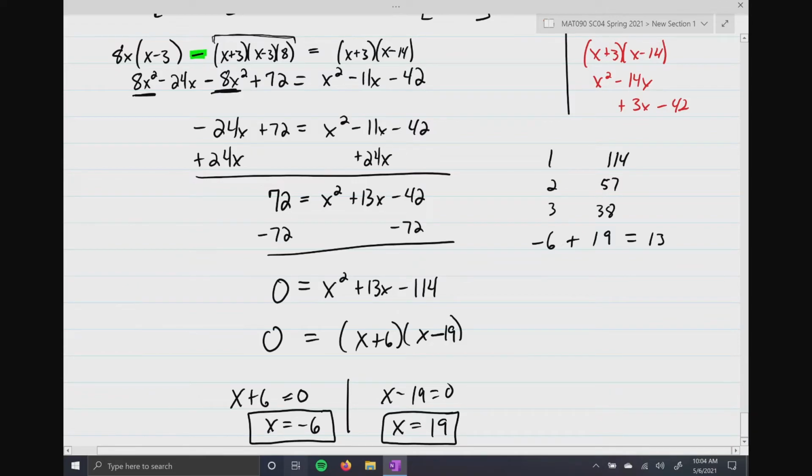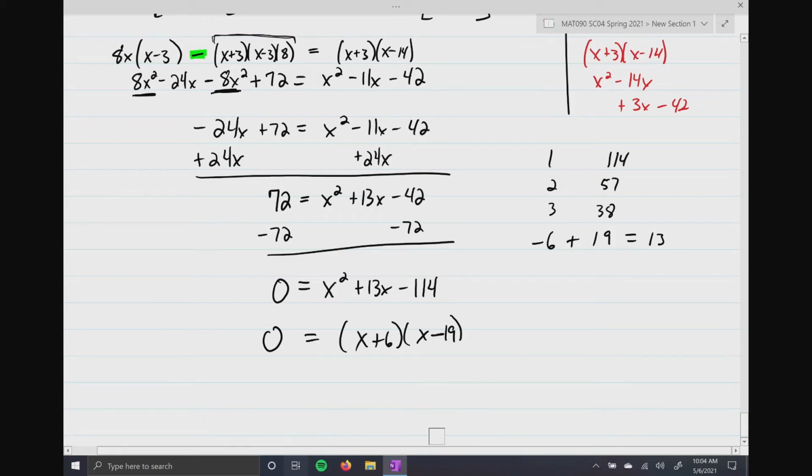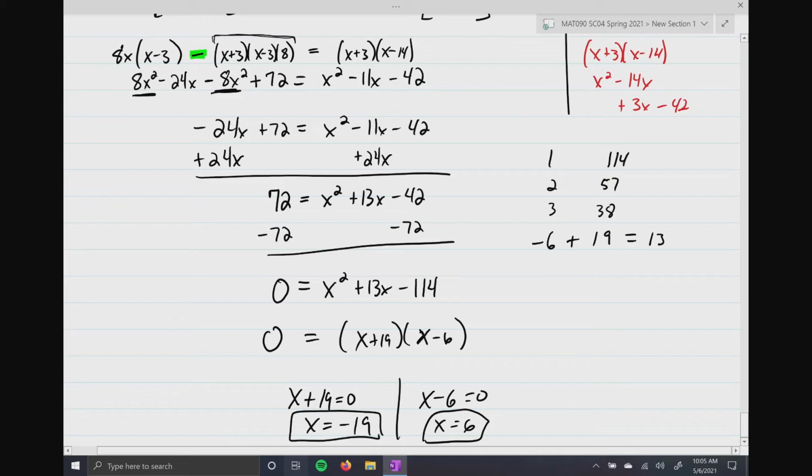Isn't it should be the opposite way? What do you mean? Did I not? Oh, I did. I put them in the wrong spots. Thank you, B. Should be plus 19 minus 6. So the answer is negative 19 and positive 6. Thanks, B. My bad.